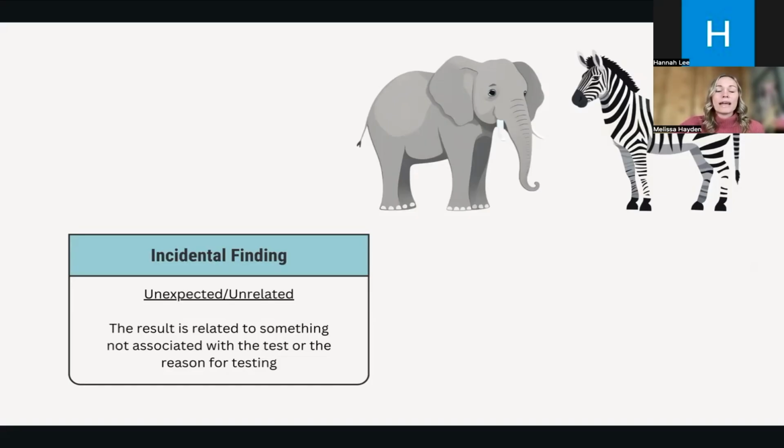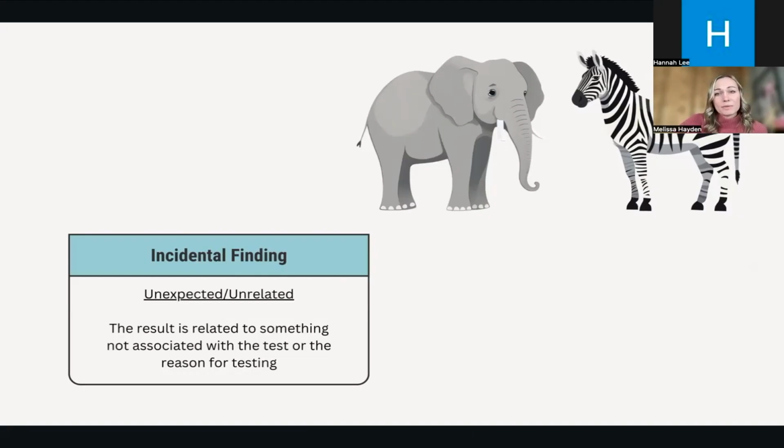These findings require careful interpretation, often with the involvement of genetic counselors or other specialists to understand their significance. For example, if a test was conducted to investigate a patient's suspected neurological disorder, but it also reveals a gene variant associated with an increased risk for cystic fibrosis, this is an incidental finding. While it may not be the primary reason for testing, it's still worth investigating further.